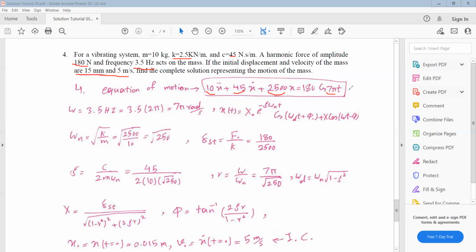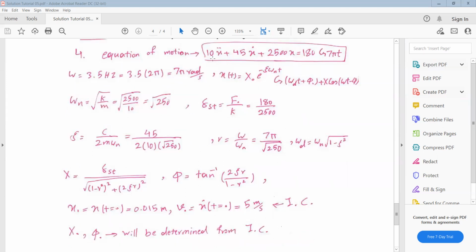So in this case, we want to solve this equation and obtain the particular solution as well as the homogeneous solution. And also we have this initial condition to obtain the coefficients for the homogeneous solution. You can solve directly again. I mean, you can form the characteristic equation, which is 10 alpha squared plus 45 alpha plus 2,500, and then solve this algebraic equation, obtain the roots of the characteristic equation. Then the homogeneous solution is equal to C1 exponential alpha 1 t plus C2 exponential alpha 2 t. This is the homogeneous solution.